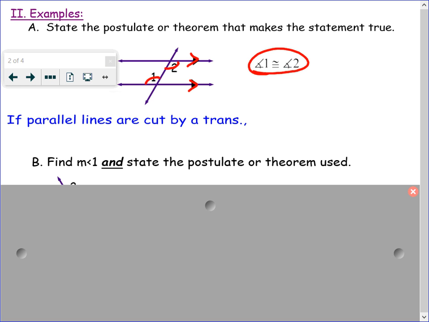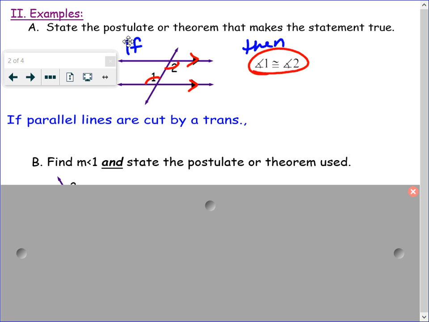If parallel lines are cut by a transversal. Why do I start the sentence that way? Because I start with what they gave me. They gave me parallel lines. So if you think about it, this was the if, this was the then.